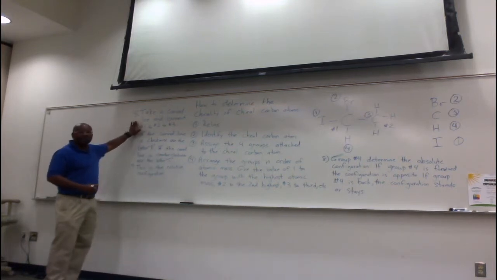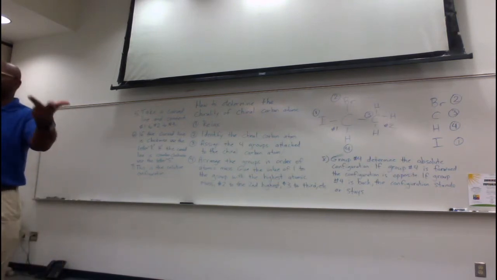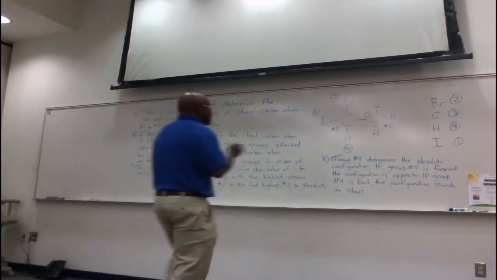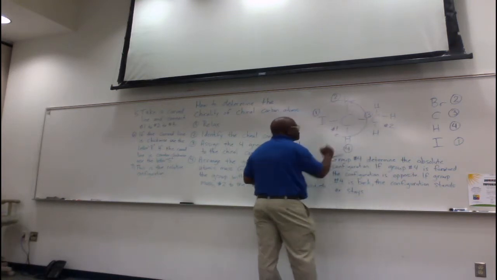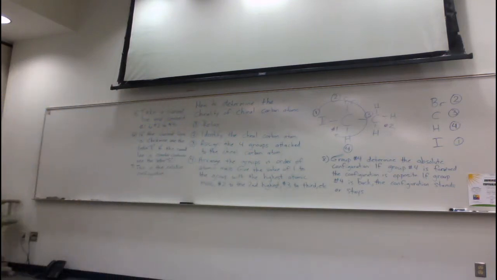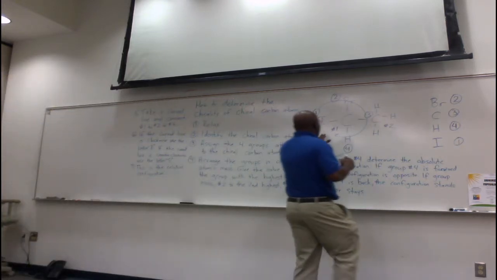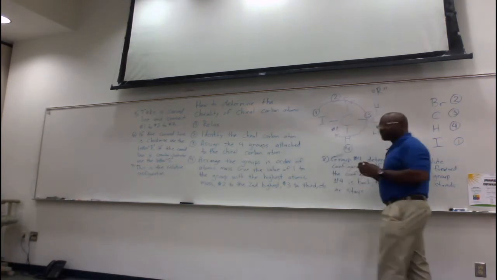Next, I'm going to take a curved line, and I'm going to connect the numbers 1 to 2 to 3. Let's go all the way around. When I connect the numbers 1 to 2 to 3, am I going clockwise or counterclockwise? Clockwise. Remember, where the clock goes is right. In this video we're going clockwise. Going clockwise, I will get the letter R.